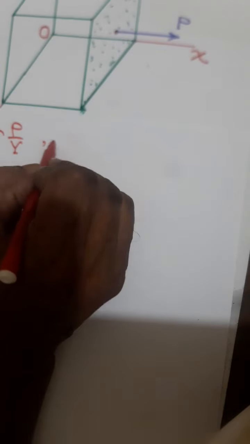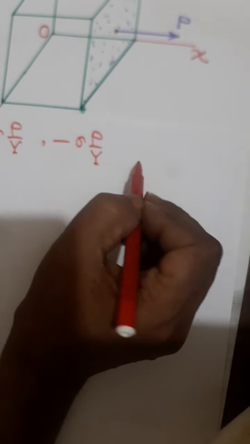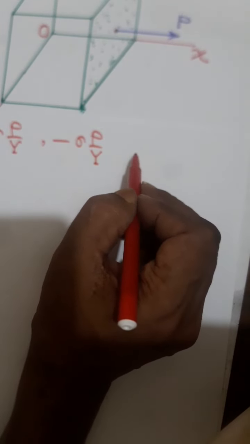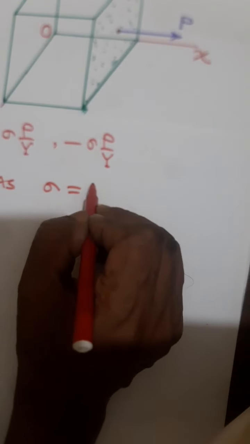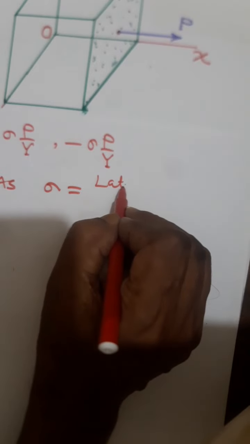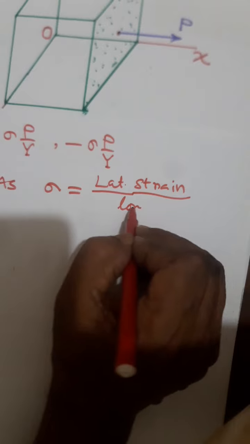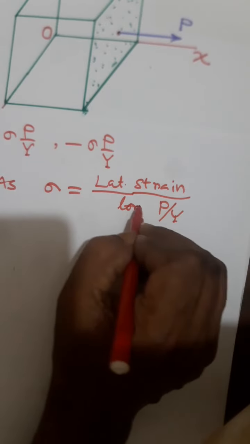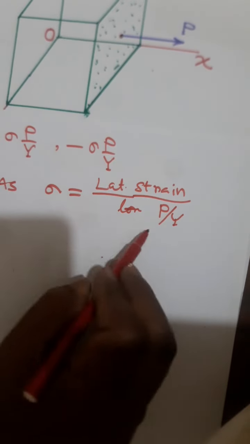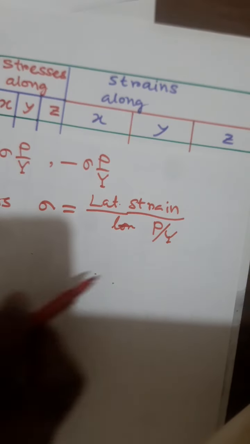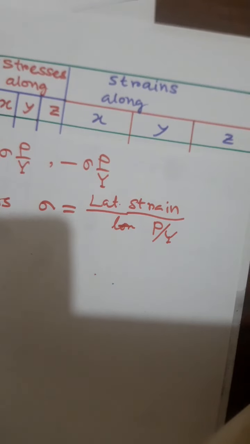Along with this longitudinal strain, two contractional strains, minus sigma P by Y and minus sigma P by Y, are observed along the other two axes Y and Z. As sigma equals lateral strain divided by longitudinal strain, and longitudinal strain is P by Y, therefore lateral strain equals sigma P by Y. A similar job is performed in the other two axes and the results are shown in tabular form.